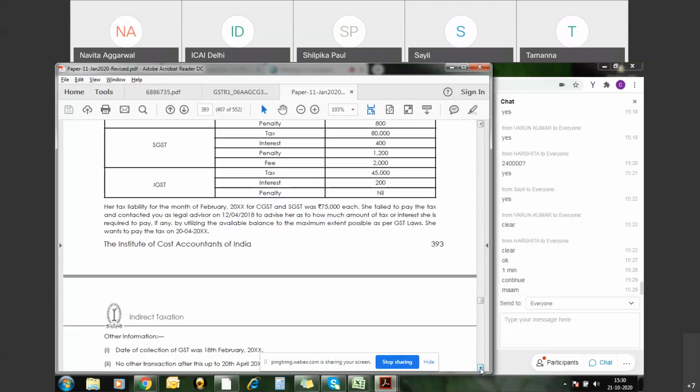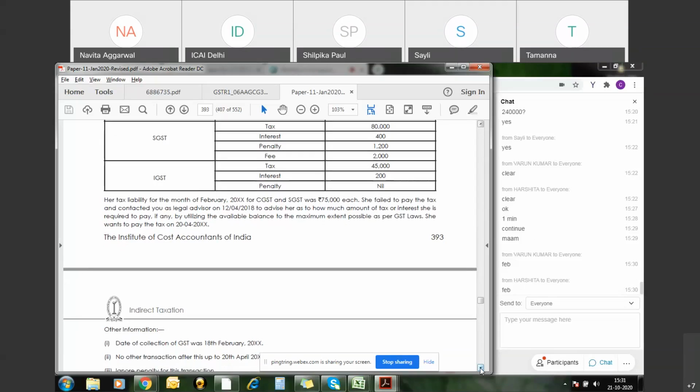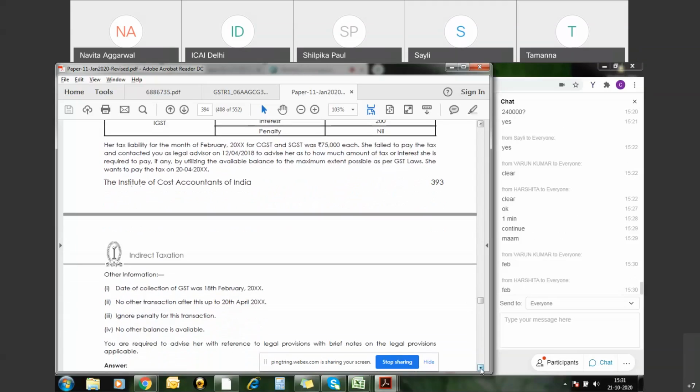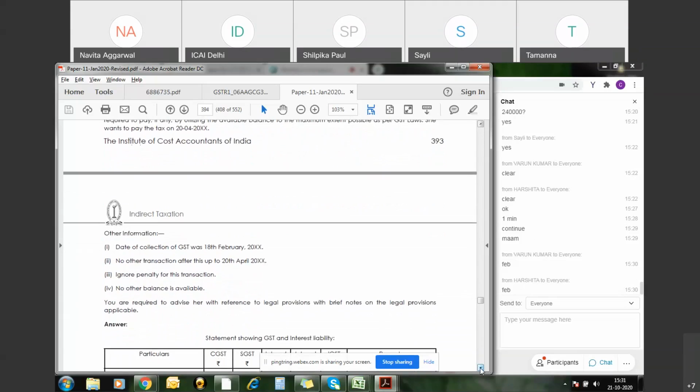But in this case, the liability is related to which month? It is for the month of February? Yes, it is for the month of February. The same has not been paid in the month of March, but on 12th April, Nitya just realized that she has failed to pay the tax. She contacted you as advisor and she wants to pay it by 20th. So what is the liability she is liable to pay and what are the penalties she is liable to pay if she is making the payment on 20th, for the tax related to the month of February.